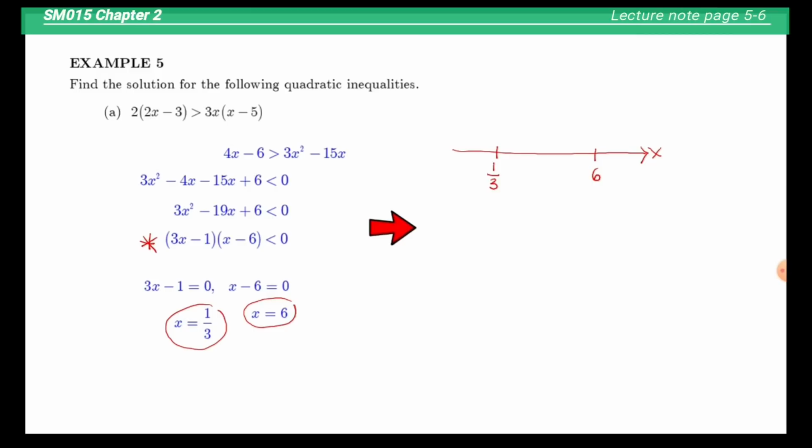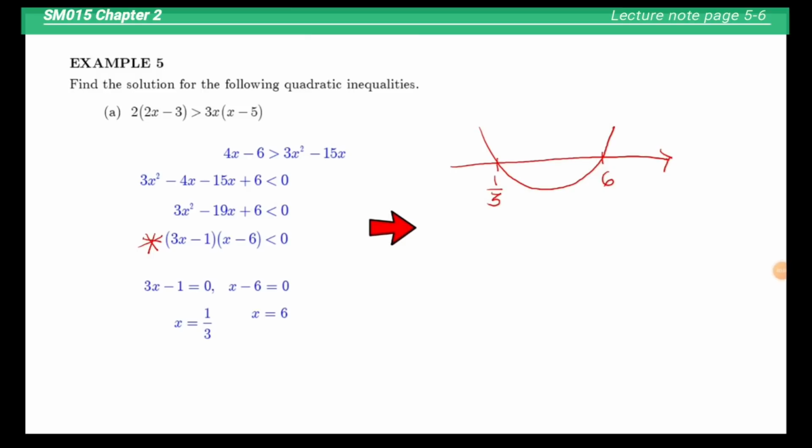Remember that the quadratic graph will be in the form of either like this or like this, based on our value of a. It will be this type of shape if our a is greater than 0, and this type for a less than 0. So in our case, we have here 3x squared minus 19x plus 6, where a is greater than 0 for a equal to 3. So the shape of our quadratic graph will be like this, passing through x equal to 1 over 3 and x equal to 6.